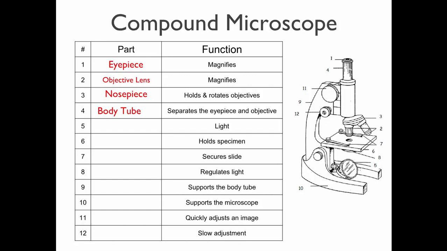On the bottom is the light source. It can vary. On our microscopes, we have cordless, it's battery powered. You can have LED lights, you could have fluorescent lights. Sometimes microscopes have to be plugged in.